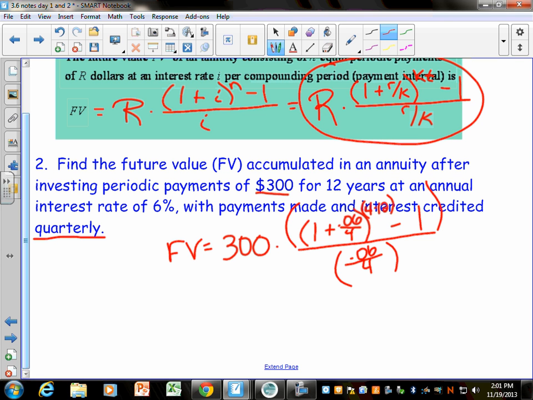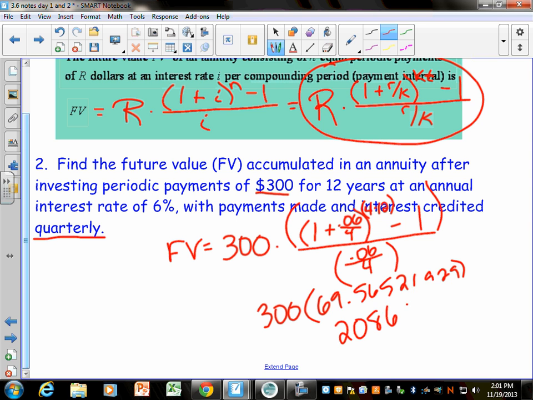Did you do the whole thing at once already? If I do just this whole big ugly mess and not the 300, you get 69.565219929. And then when you multiply times 300, you should get a good amount of money. After 12 years, $20,869.57. And did you get that?